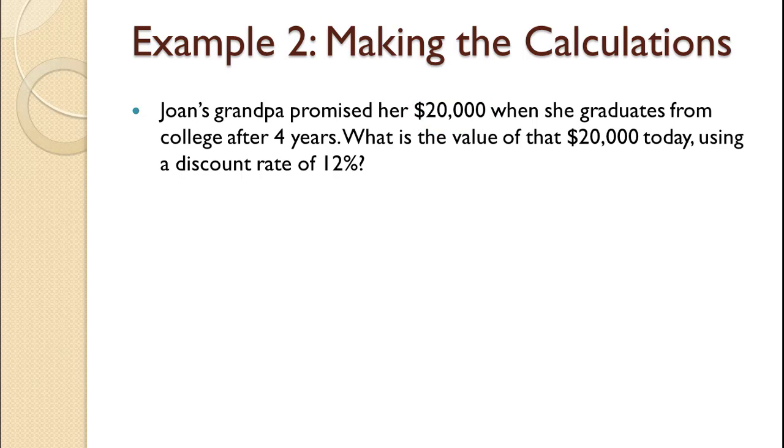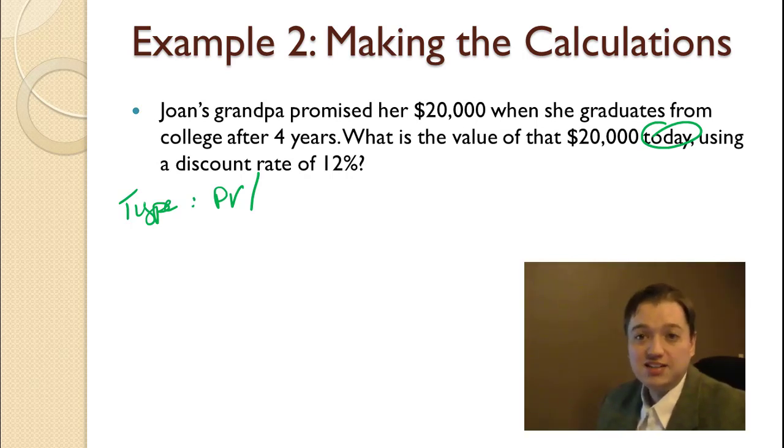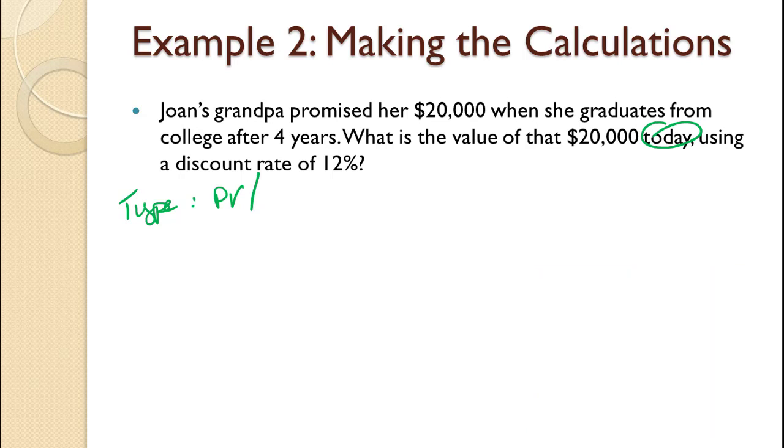To do that, we're going to start out by gathering some specific information. First thing we want to know is the type. We've already said that this was a present value problem because we want to know what the value is today. The other thing we want to know is if this is a lump sum or an annuity. The answer is a lump sum, because he's only going to make a payment once. If he was going to pay her $5,000 a year for each of the 4 years she was in college, then we'd have an annuity, 4 specific payments.